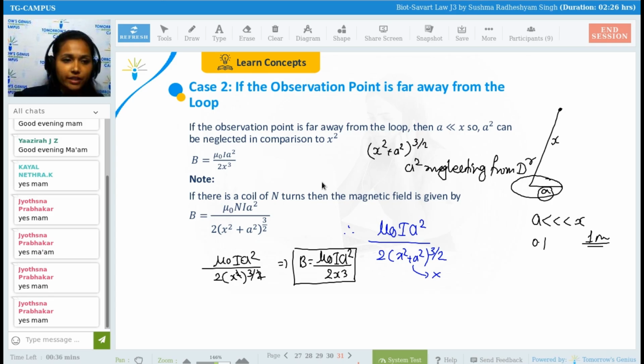So this is the magnetic field when your observation point, where we want to find the magnetic field, is very far away from your circular loop, or we can say our circular loop is very small compared to the point where we want to find the magnetic field. At that time, we use this formula. Clear this, friends? Hello, clear this?